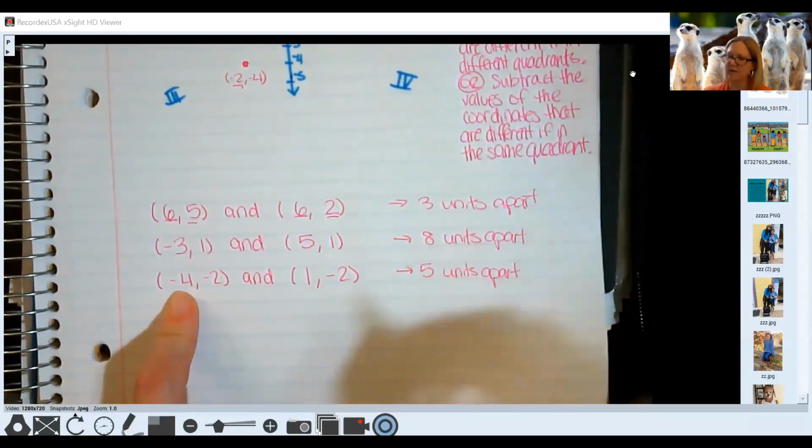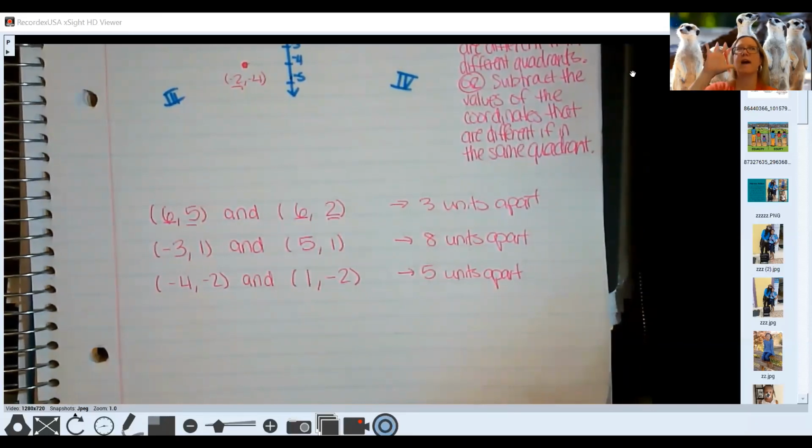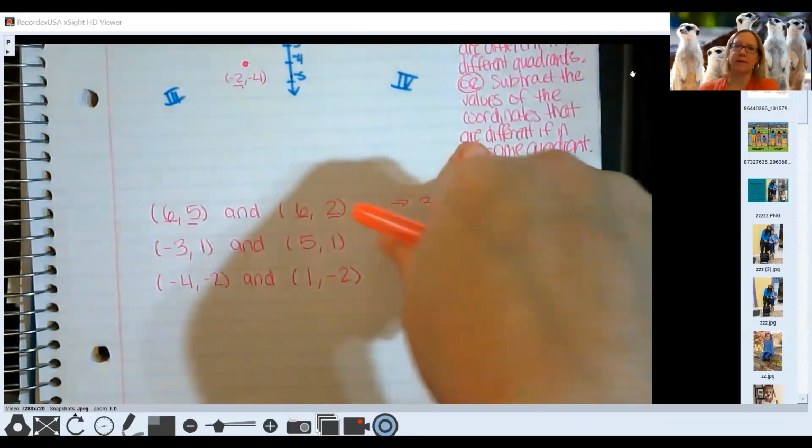Now on your IXL that you're going to do, I believe it gives you the actual graph for every one of those, but it's good to know both methods.